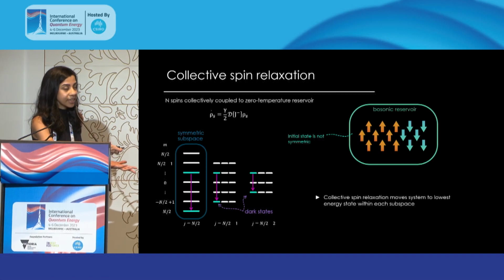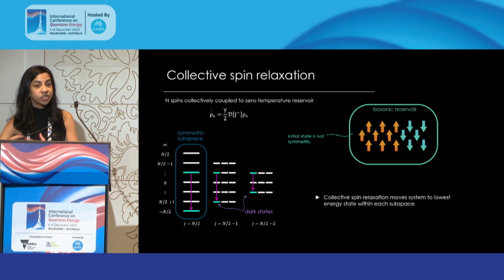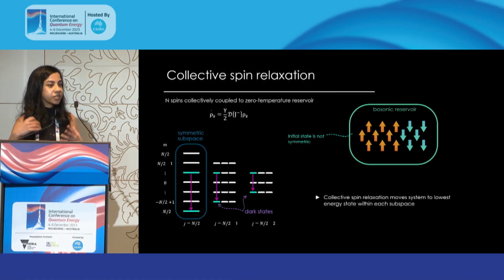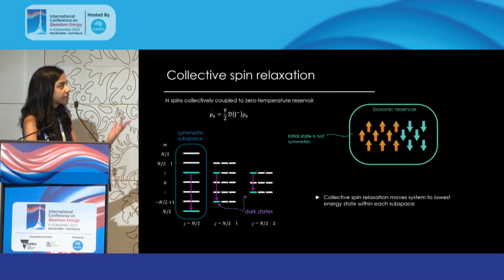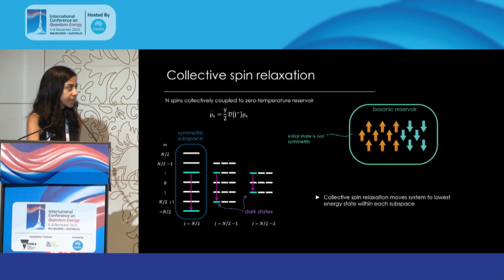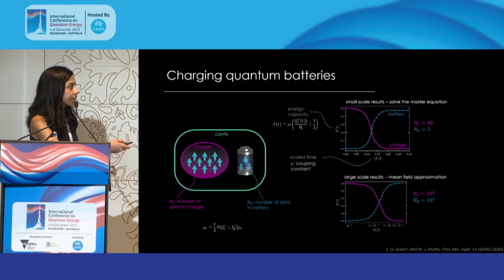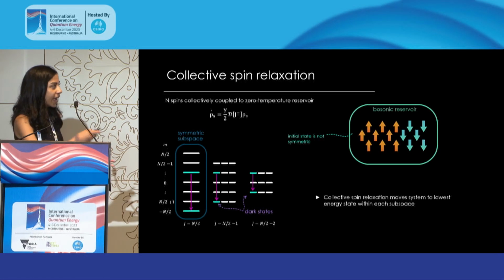Now, what I want to say about this steady state is that it has some component of the ground state of the total system, but it also has these dark states, and these dark states have some energy associated with them, and it is those dark states that allow us to make use of this collective coupling to charge the batteries. So in the steady state, the battery will have some energy in it because of these dark states.